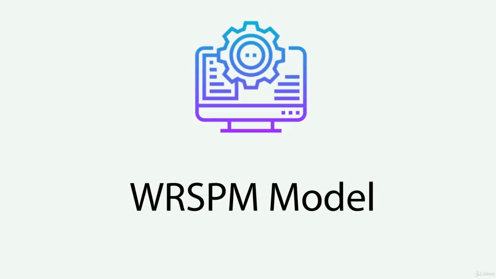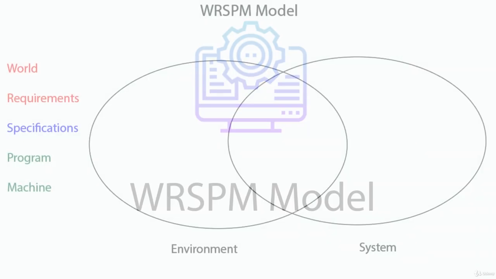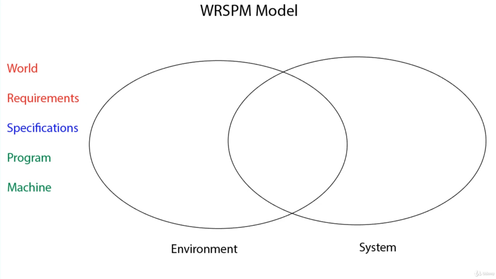So let's jump into the first model of the course. And this is going to be a model that sort of encapsulates the entirety of software production. It's something called the WRSPM model, or for short, the World Machine Model. And what this model depicts is the interaction between the environment and the system.